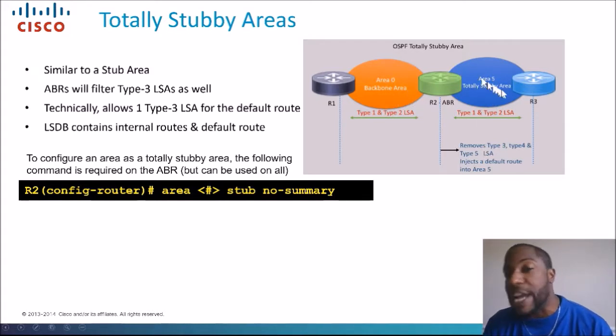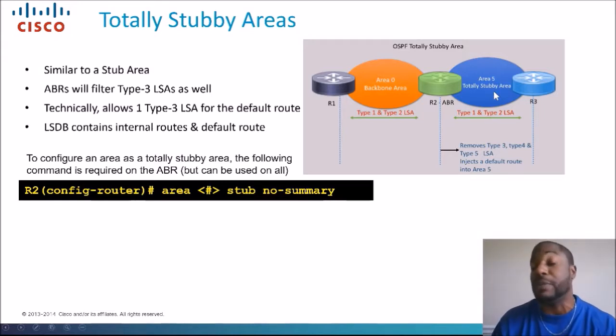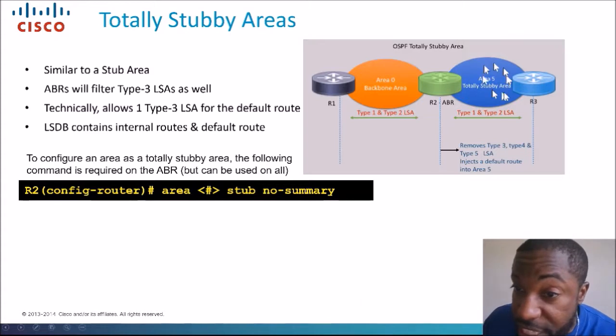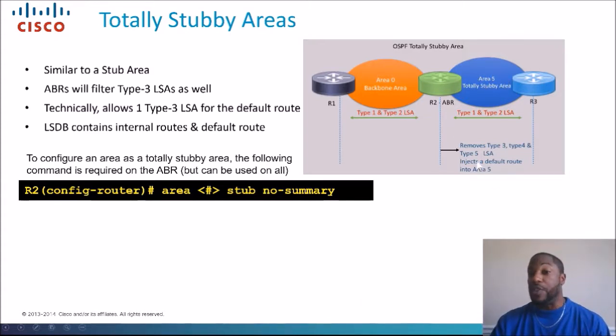And then it'll inject what's called the default route. You know what a default route is, right? We did a video on that too. Go in the CCNP playlist, you'll see that. It'll inject the default route. That way these routers in here know how to get out of the area if they need to. So the default route will be injected into area 5, and that's how they get out.